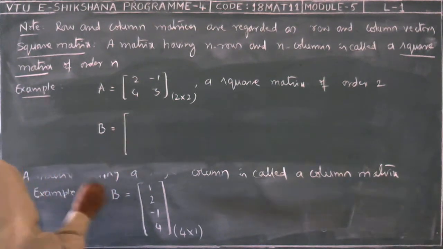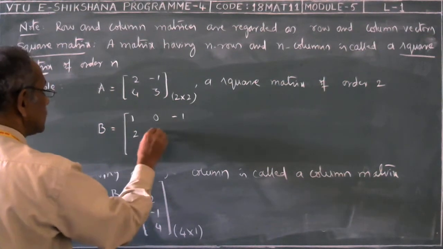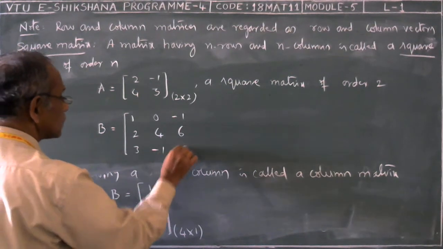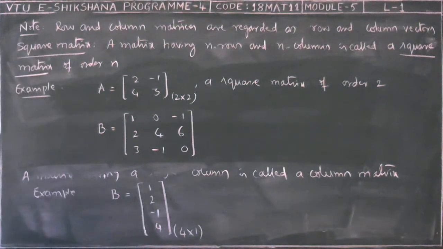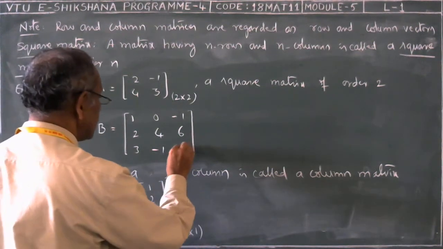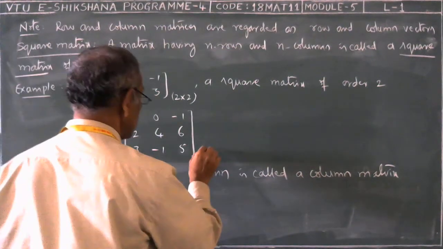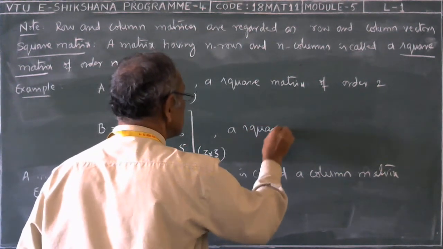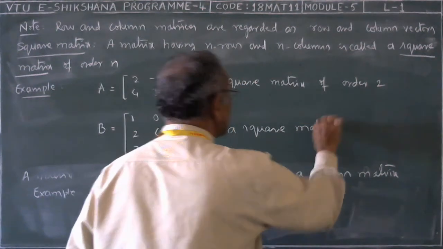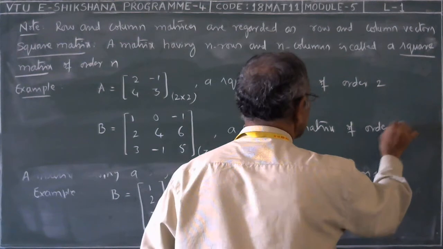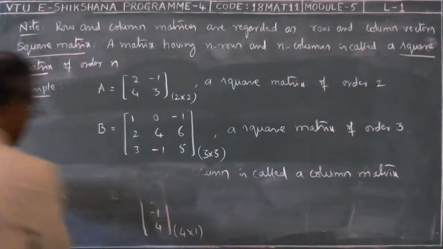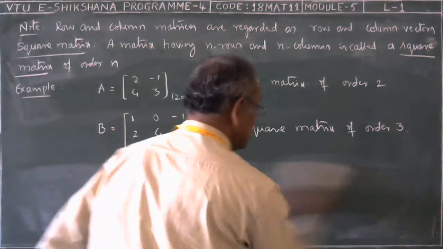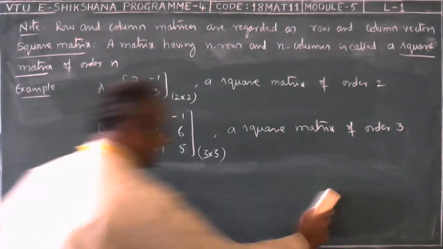Matrix B with the entries 1, 0, minus 1, 2, 4, 6, 3, minus 1, 0 is a square matrix of order 3, a 3 by 3 square matrix. So rows is 3, columns is 3. And similarly, you can define a square matrix of order 4, of order 5, 6, and in general, nth order square matrix.